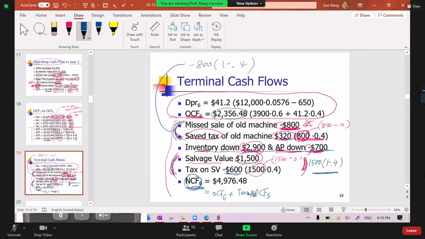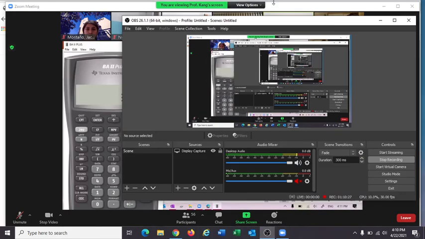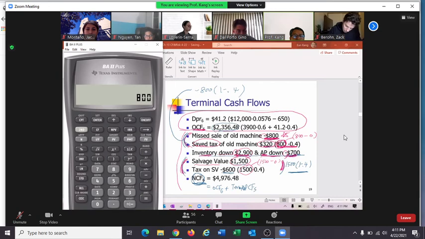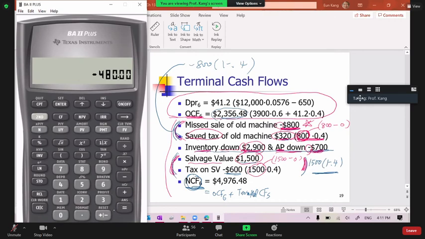So that's 2356.48 plus, you can do this one like negative 800 times 1 minus 0.4, which is 0.6, minus 480, right? Let's store that one. Then what? 2900 minus 700 is what? 2200, that's easy. Then what?